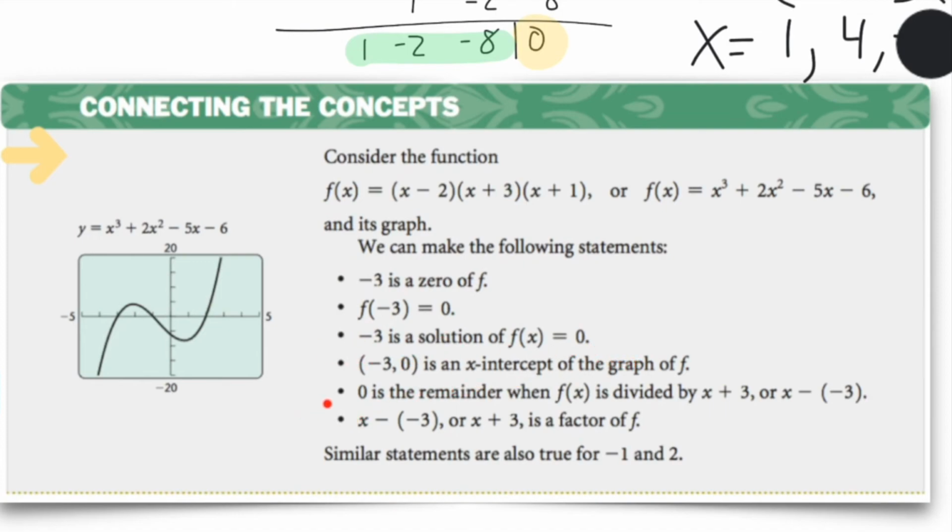We can also say that 0 is the remainder when f of x is divided by x plus 3, really it's x minus negative 3. Andrew Jackson learned how to do this when he was president. He was doing this all the time when he was taking his Algebra 2, and you can too, just like your presidential audio check fact, Andrew Jackson. And then because of the factor theorem, you can say x minus negative 3, or simplified x plus 3, is a factor of the function f here.